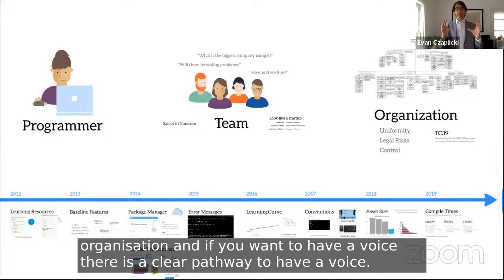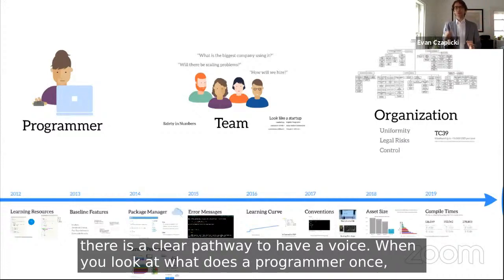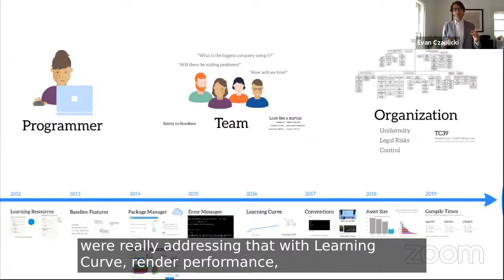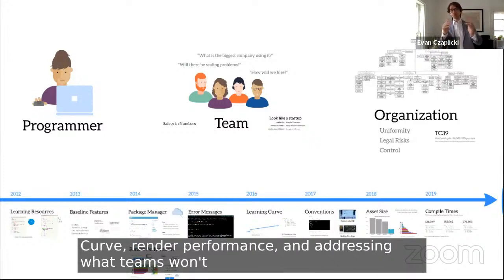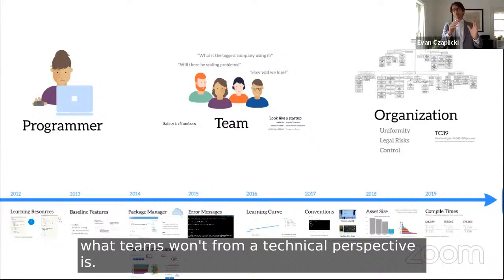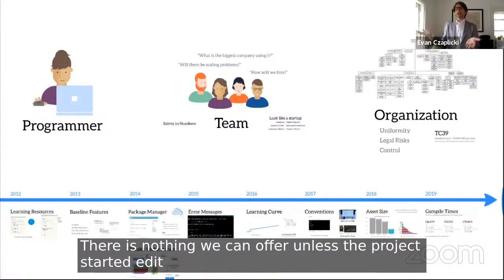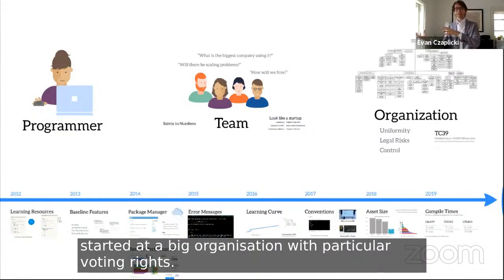So when you start to look at what a programmer wants, we were really addressing that with learning curve, with render performance, with error messages, and trying to address what teams want from a technical perspective. But from an organization's perspective, there's nothing we can really offer unless this project had started at a big organization where the IP was owned in that particular way and the voting rights were set up in a particular way. But if you do that, can you appeal to programmers in the same way? You might appeal to teams more, but you're making some kind of trade-off here.